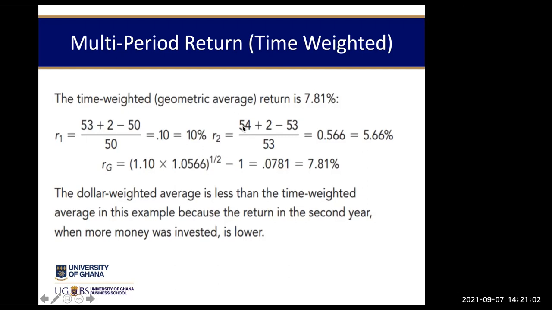So this is 54 plus 2 minus the cost of the stock at year 1, which is 53, over 53. And that gives you the return for year 2 to be 5.66%, not 56%. Okay, 5.66%. So the return in year 1 is 10%, and the return in year 2 is 5.66%. Okay, and if you remember, do you remember this formula from last week? Yes, sir.